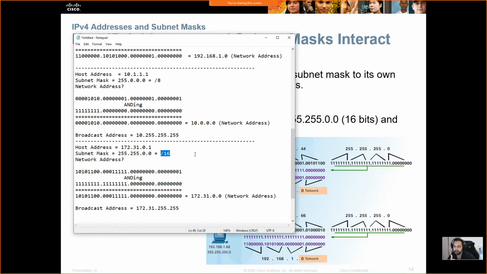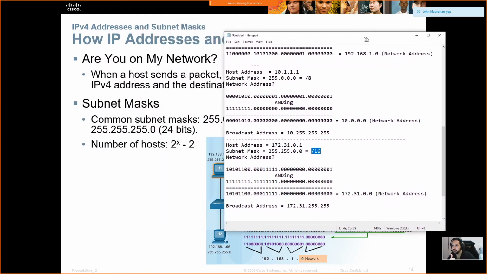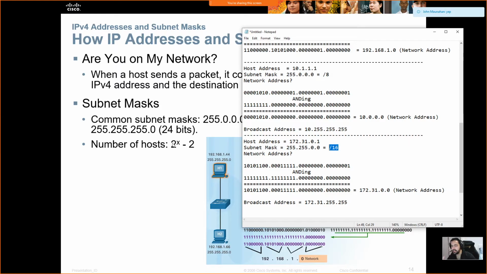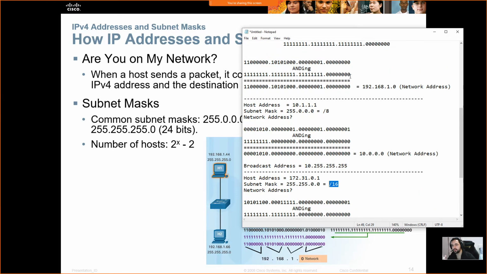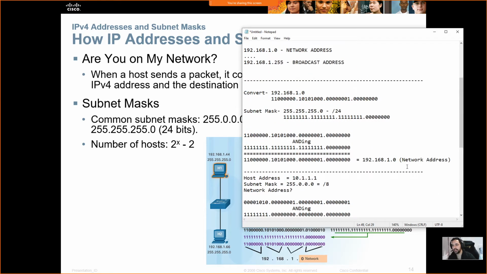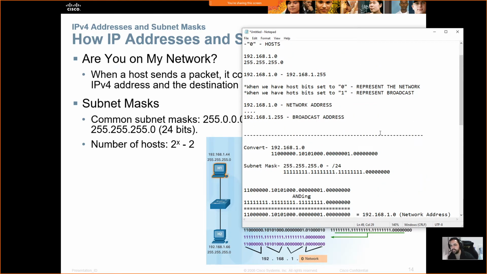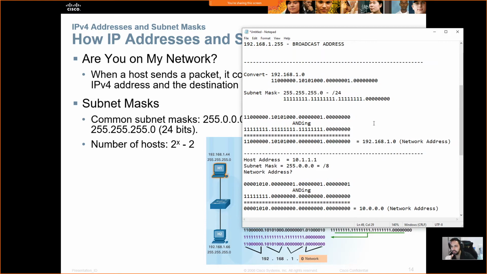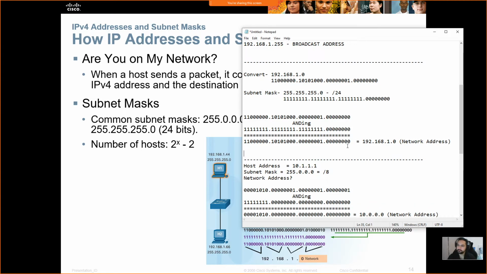Is that clear to everybody? So with this formula, I can calculate the number of addresses. This x is the number of bits reserved for the hosts. So let's do this exercise. Let's find out how many hosts we can have in each one of the networks. I will start with this one.